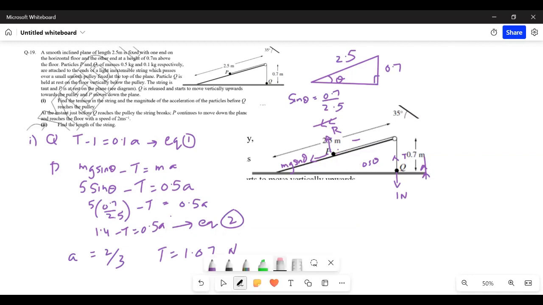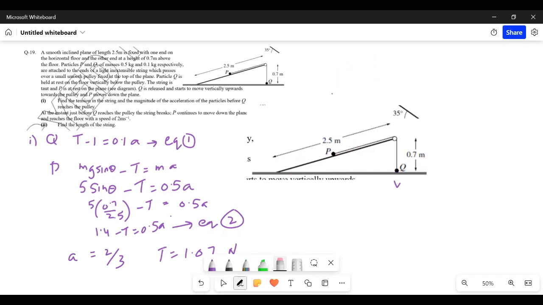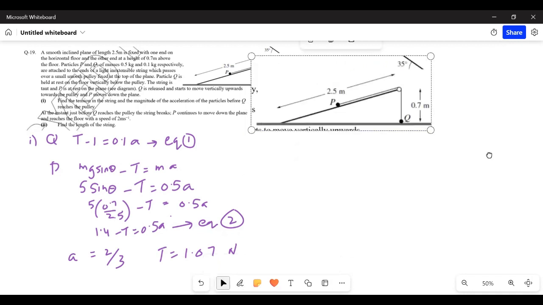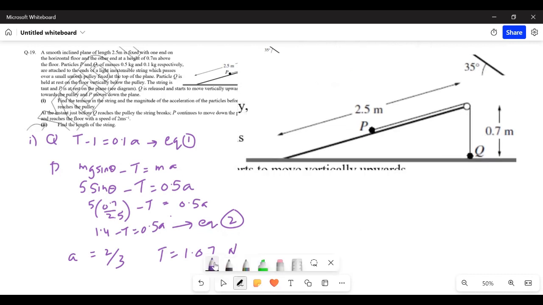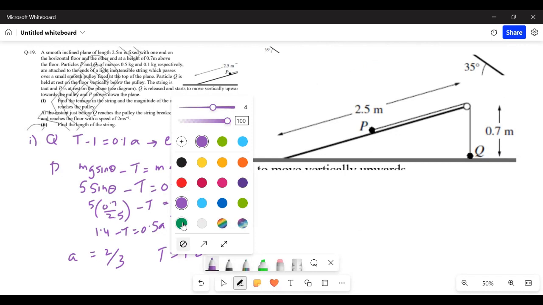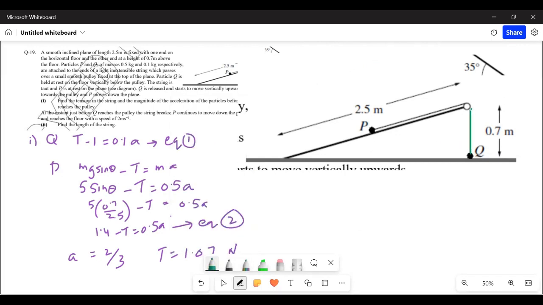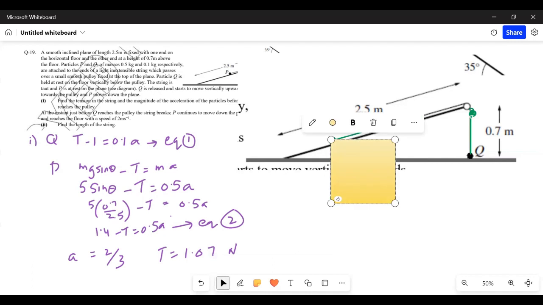Okay. So it says that as soon as Q reaches the pulley, the string breaks. So when Q reaches the pulley, that means it covers this distance as Q reaches the pulley. So now Q is right at this point. It's about to hit the pulley. Okay, so it covers a distance of 0.7 meters. So that means P will also go down a distance of 0.7 meters.